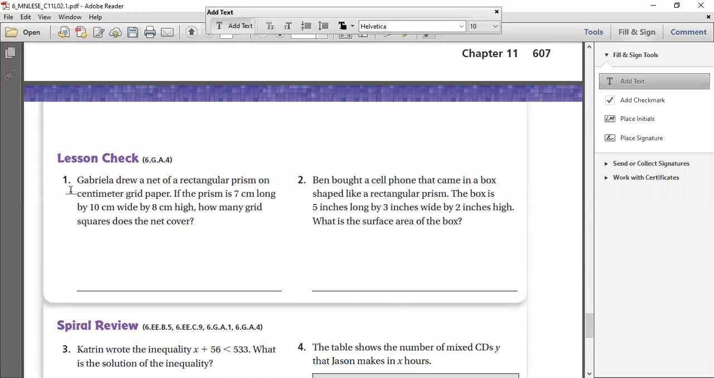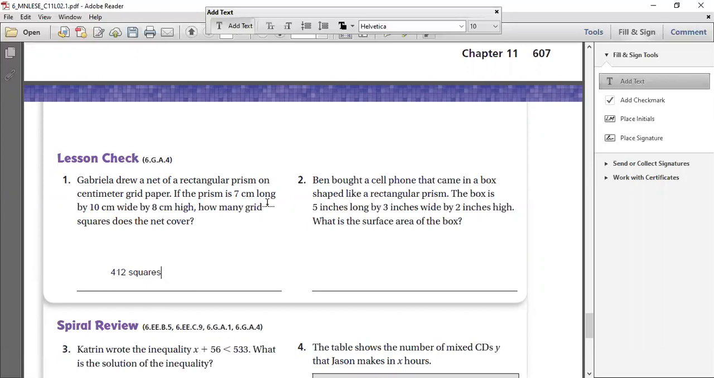Okay, now this question on the next page: Gabriela drew a net of a rectangular prism on centimeter grid paper. If the prism is 7 centimeters long by 10 centimeters wide and 8 centimeters high, how many grid squares does the net cover? So again, it's the same. It's a rectangular prism. Length is 7, width is 10, and the height is 8. Again, very same steps. So the answer for this will be 412 squares.